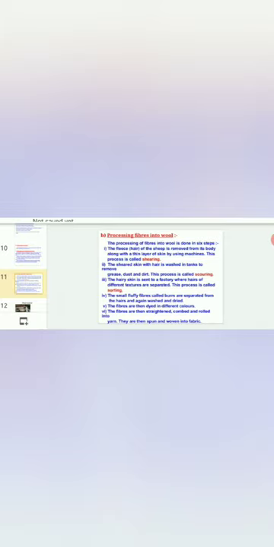Fourth point here, the small fluffy fibers called burrs are separated from the hairs and again washed and dried. The fibers are then dyed in different colors. The fibers are then straightened, combed and rolled into yarn. They are then spun into threads and woven into fabric. Now all these points you are going to write very neatly in your notebook.